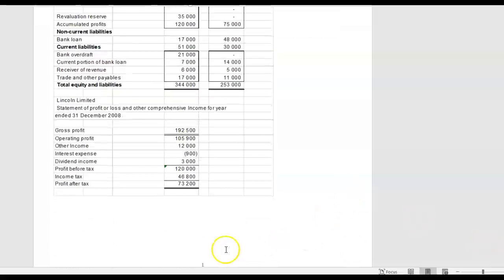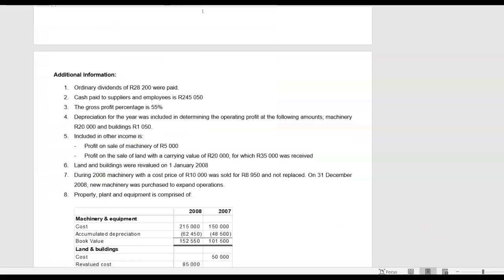Then they also give you the income statement, gross profit. Operating profit, other income, interest expense, dividend income, profit before tax, income tax, and profit after tax. Ordinary dividends of 28,200 were paid. Cash paid to suppliers and employees was 245,050. The gross profit percentage is 55%. Depreciation for the year was included in determining the operating profit at the following amounts.